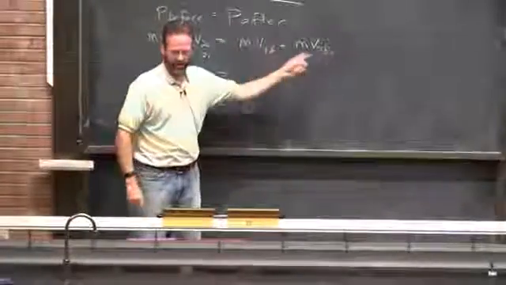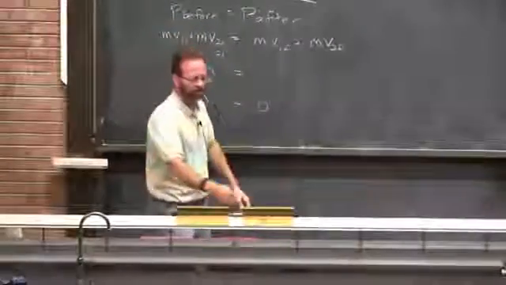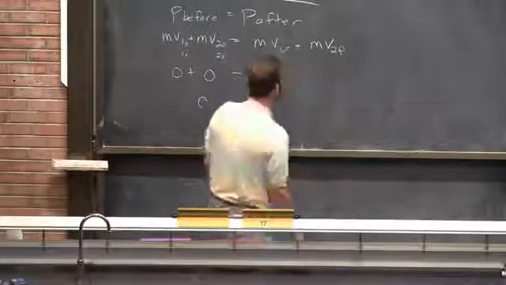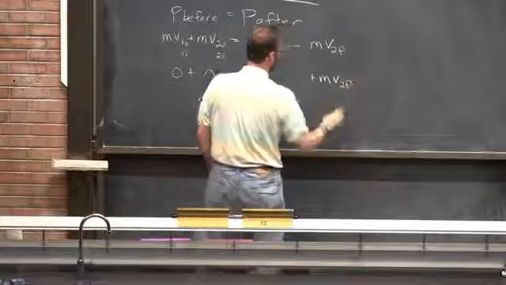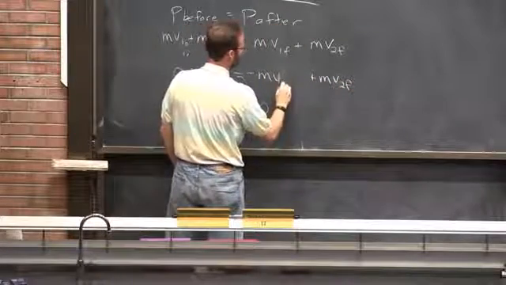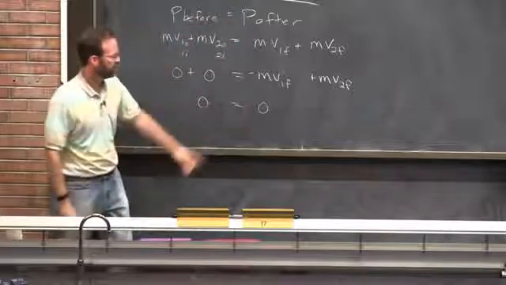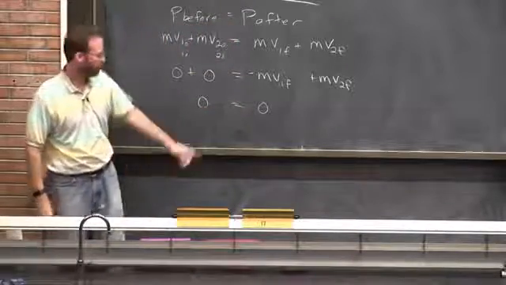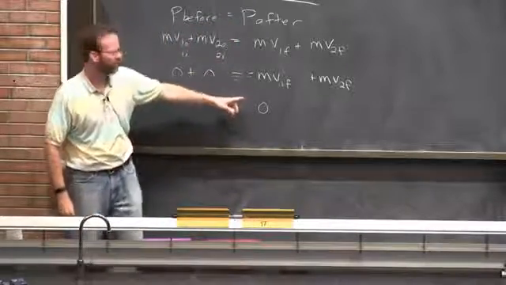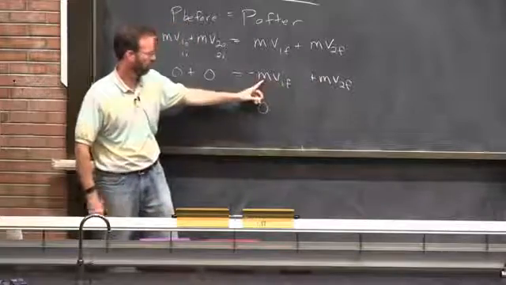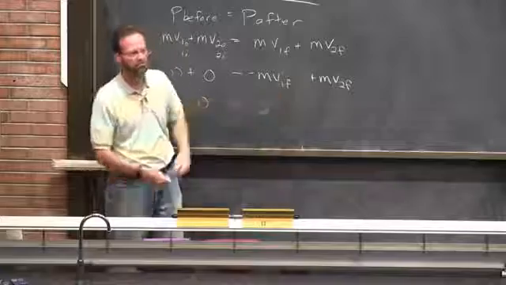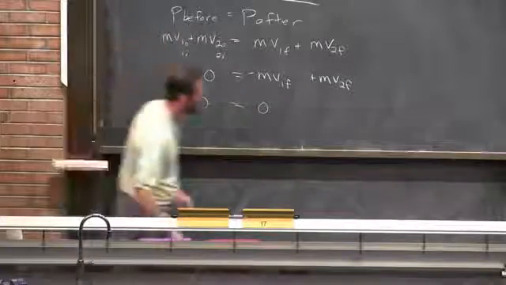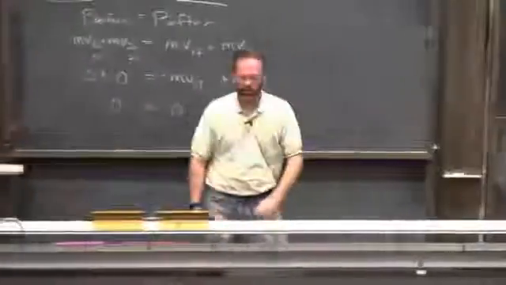But they're moving. This one will go to the right. This one will be going to the left. So one's negative, one's positive. The only way for that to be 0, with them being the same masses, is if they're going the same speed. Let's see if it works today.